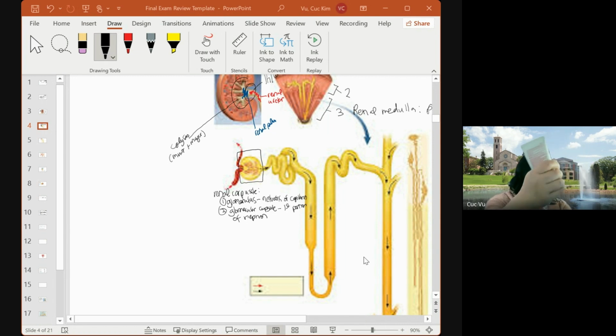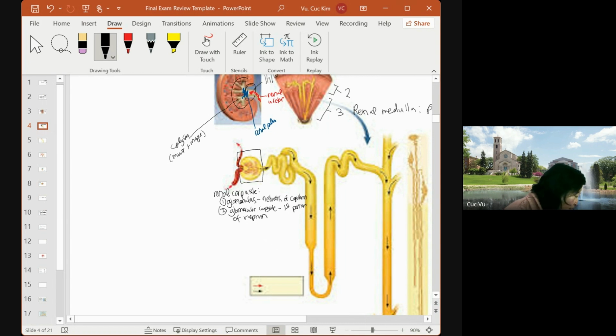The renal corpuscle consists of both the glomerulus right here, which is the blood vessel, the tube, and the glomerular capsule, which is the first part of the nephron. The glomerular capsule surrounds the tube like this. Does that help? Does it make a little bit of sense? If not, let it sink in for a little bit. All right, let's go back to our PowerPoint.